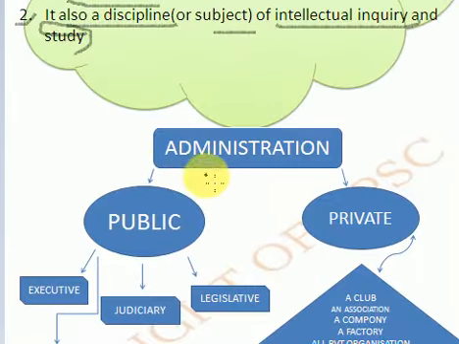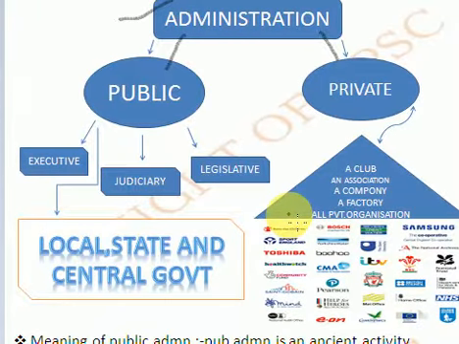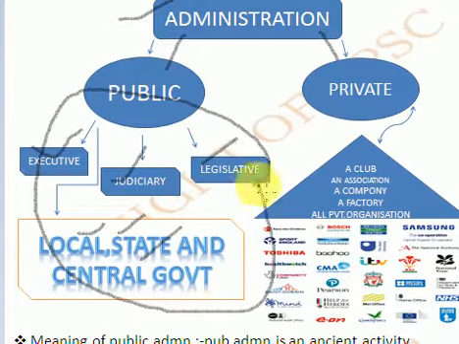Okay, so now let me discuss administration. Actually there are two kinds of administration: first, public administration, and another, private administration. Public administration runs in public organizations, and public organizations means the executive, judiciary and legislative, or local, state or central government. These are the public organizations, and these are responsible for the people's welfare. So we call it public administration.